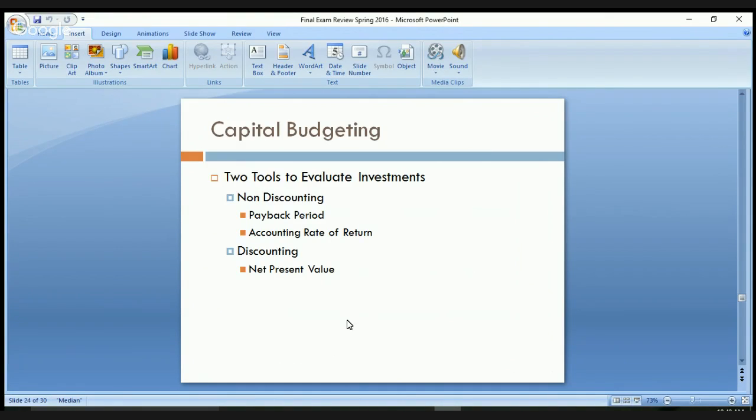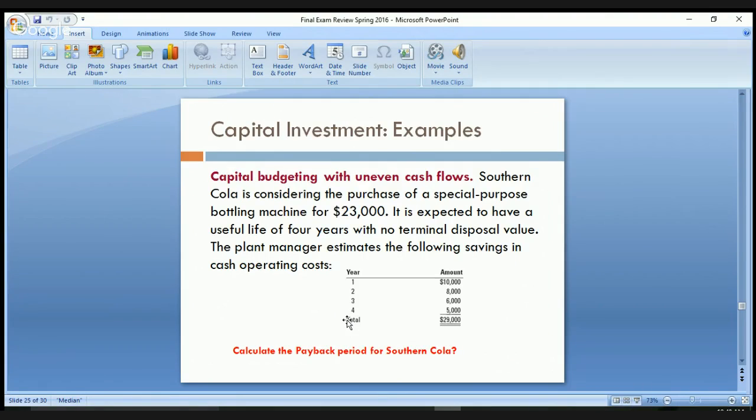Now, in capital budgeting, we have the non-discounting methods, which involve payback period and the accounting rate of return, and discounting is the net present value. So in this case, I am buying a $23,000 machine, and my savings in cash operating costs over 4 years are 10,000, 8,000, 6,000, and 5,000, for a total cost savings of 29,000.